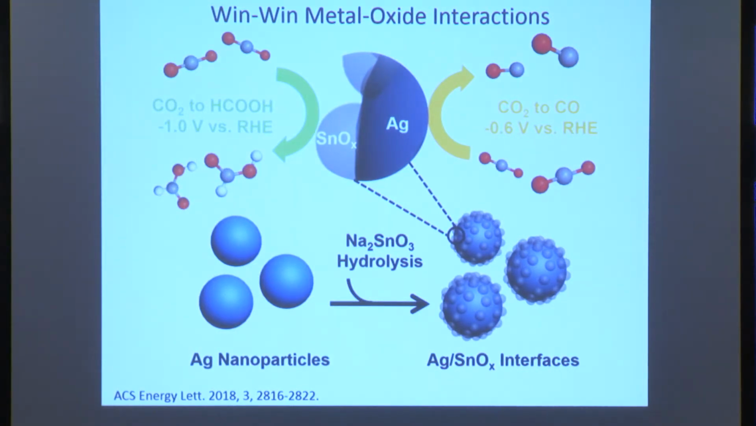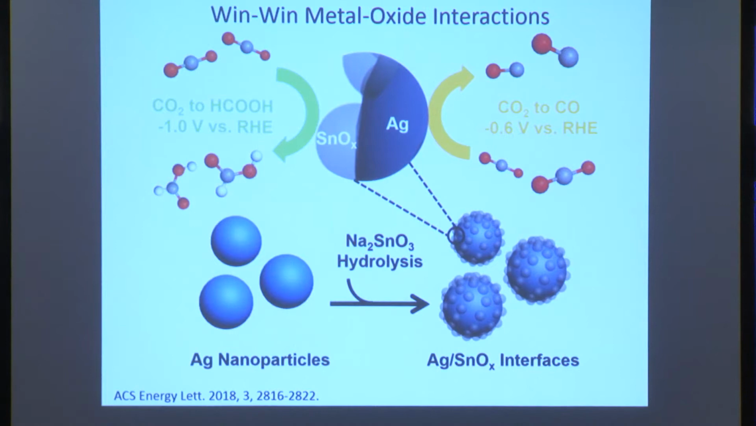So this is the silver and tin oxide hybrid system. The structure is I have very small, like 3 or 5 nanometers, tin oxide nanoparticles sitting on the surface of larger silver nanoparticles, like 40 nanometers, right? And this catalyst is interesting in the sense that it shows potential dependent behavior, okay? So when the potential is not so negative, for example, at minus 0.6, the silver is the major catalytic site. The tin oxide serves as a promoter, and it helps the silver to convert carbon dioxide to carbon monoxide.